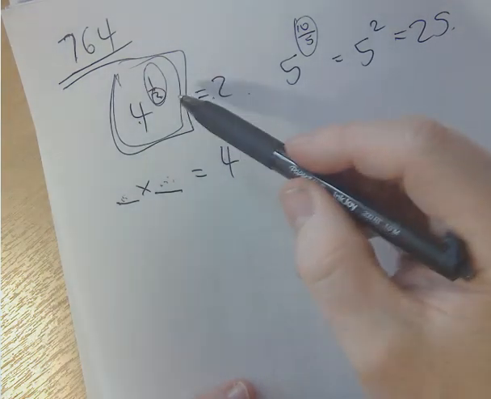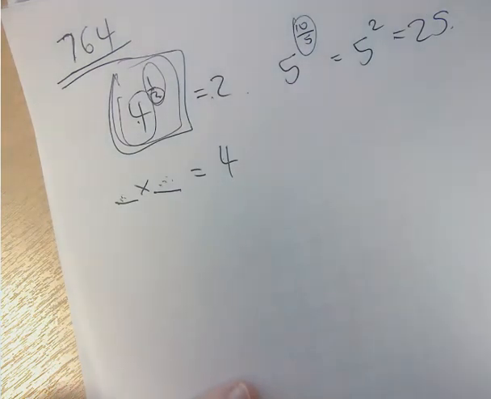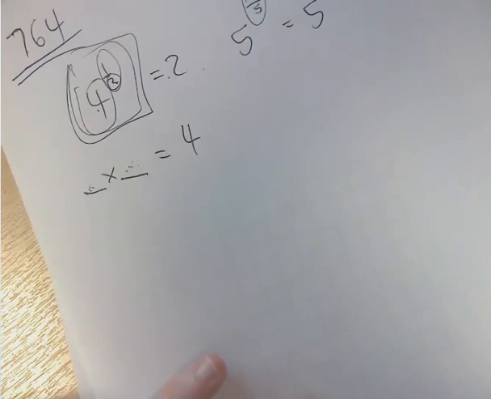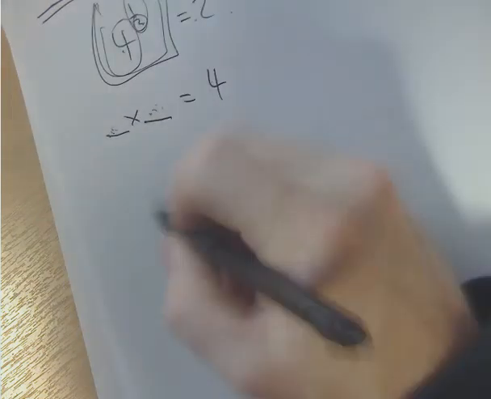Now, when I say that fractional powers mean roots, the process of coming up with a question where the answer is this, that's called square rooting. That's called rooting. Okay. Now, square rooting is not the only type. I'll give you another example.